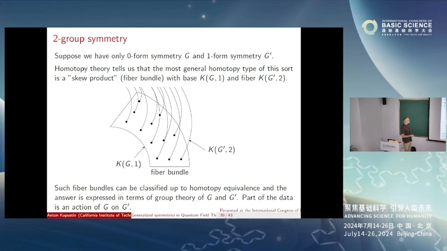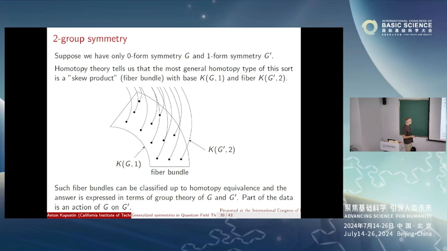That just illustrates, suppose we only have two non-trivial symmetries, zero-form and one-form. So this G is general, this is commutative. Now, homotopy theory tells us that the most general homotopy type of this sort, where the first homotopy group is G and the second homotopy group is G prime, is a fiber bundle whose base is KG1, that is the classifying space for G, and the fiber is this one.